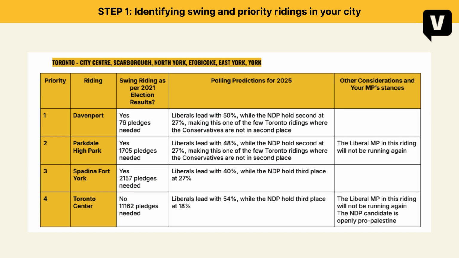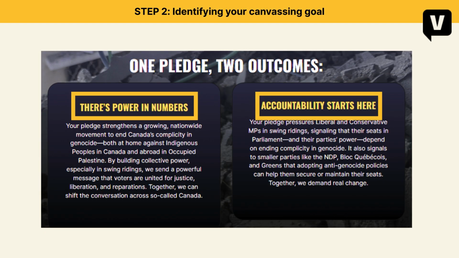Using these 2 pieces of information, we came up with our list of priority ridings for volunteers to use as reference. For this tutorial, let's dive deeper into the Davenport riding and see how we can focus our canvassing target to be more effective. Step 2.